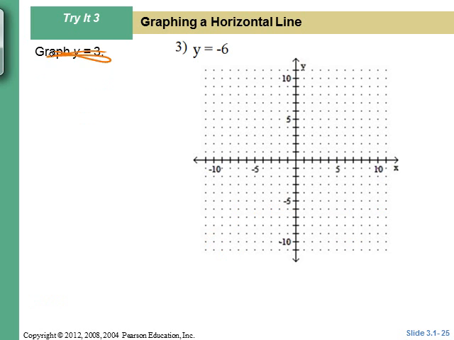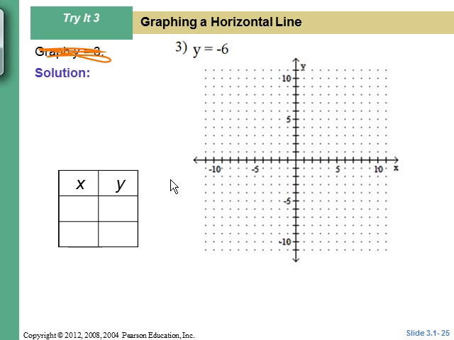I'm sorry, we're not doing this over here. Okay, x is 0, y is 0. If x is 0, y is negative 6. If y is 0, 0 equals negative 6, there is no solution for that, and so we've got a horizontal line there.